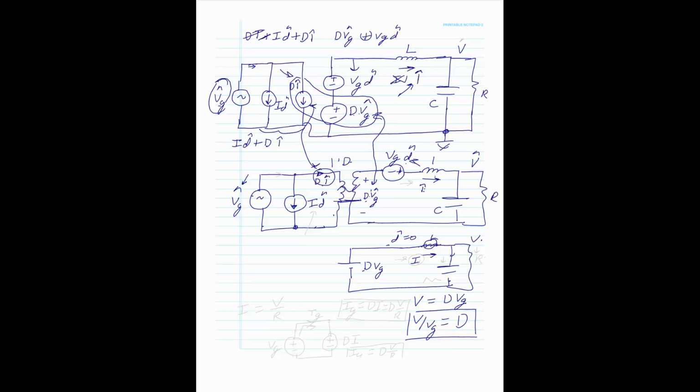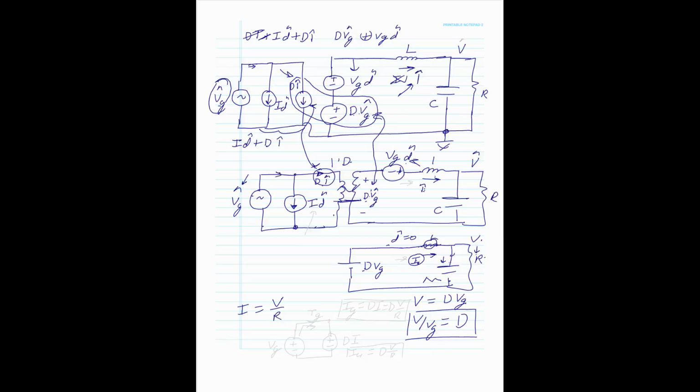The same thing is with the current here. The DC current is going to flow through the load. Remember, all the ripple current is going to only flow through here. So therefore, I is equal to V over R.